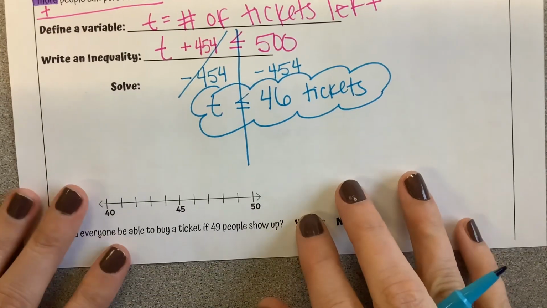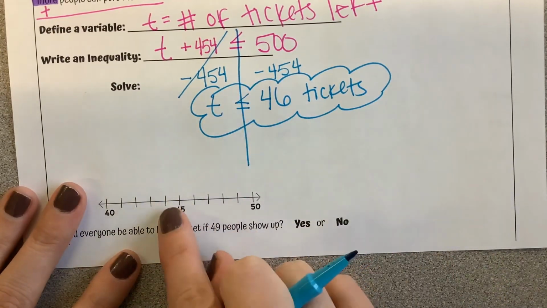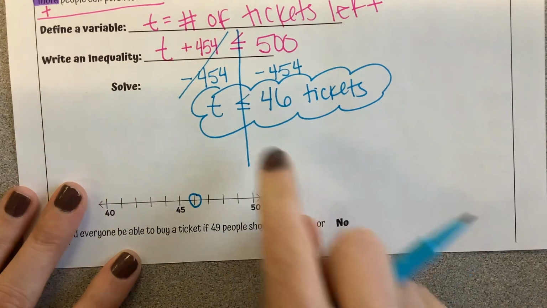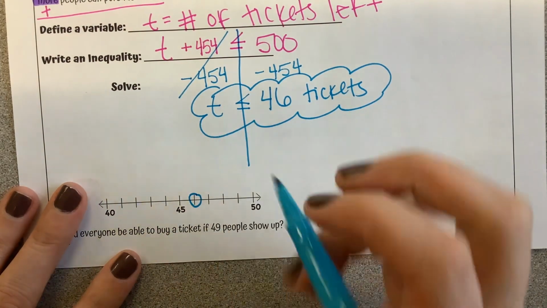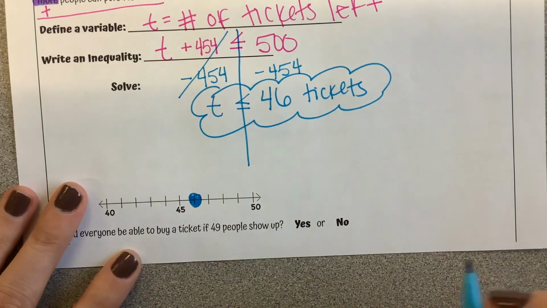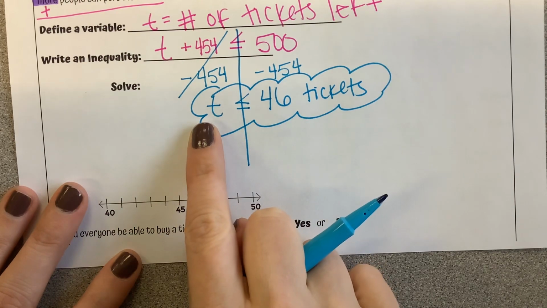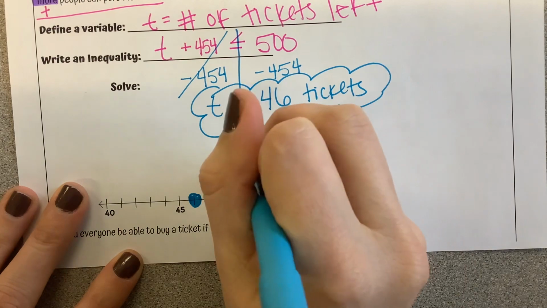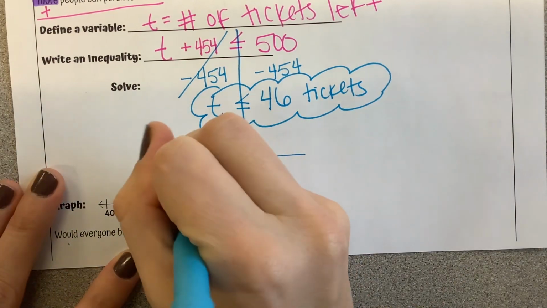Now let's look at graphing and answering the question. I'm going to find 46 on here. If this is 45, 46 is right here. Since it has the equal to part, it means that that number is included, so I'm going to shade it in to show that it's included in our solution. Our variable is on the left side, so that arrow points in the direction we need to shade, which is to the left.